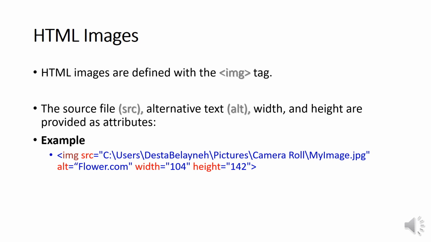The next one is the alt. Alt is used for displaying some text in case the image is not displayed. I think you guys remember this. And the width and the height attributes are for the size, what kind of shape it's going to have, and the space it's going to require.